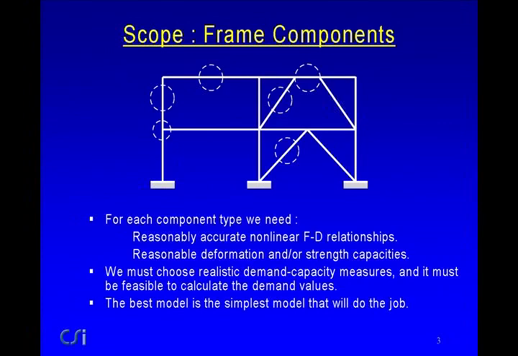Incidentally, we have factors of safety to cover uncertainty, and there always will be uncertainty. And then secondly, we need reasonable deformation and or strength capacities. We'll never know the exact ductile capacity of a plastic hinge. We've got to make some reasonable estimate of what it's going to be. And again, we have or should have factors of safety to cover any uncertainty.